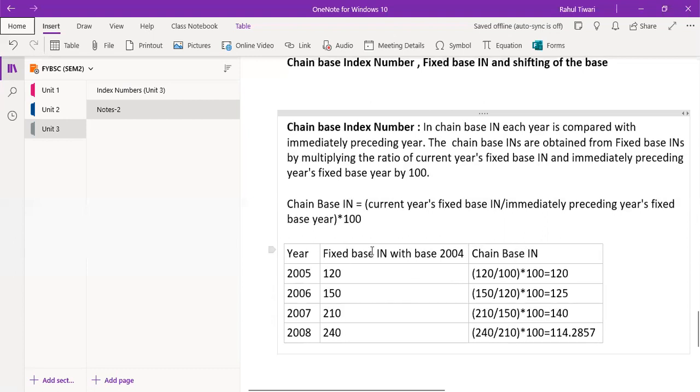So this is the way one can get the chain base index number when we have a fixed base index number. Remember, when you have fixed base index number with the fixed base 2004, we have assumed that my base is 100, meaning my index number was 100, and based on that we are finding the chain base index number for the next year. You can understand also, this is the base year which is not far from these years. Suppose I'm computing for 2005 and my base was given like 1990. It is not far. So there is not much difference between the computing year and the base. So just take care of that.